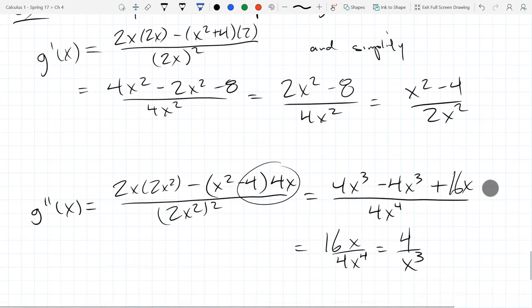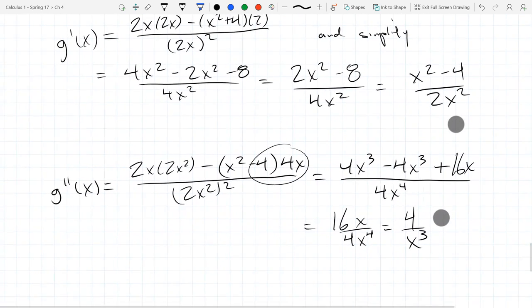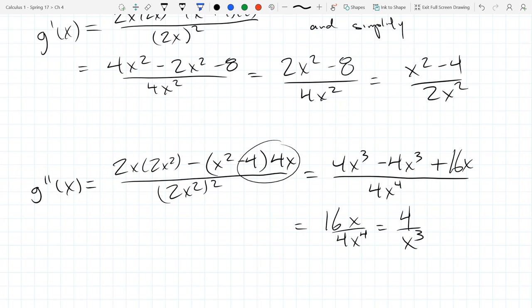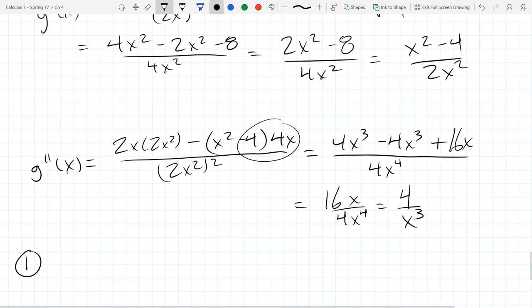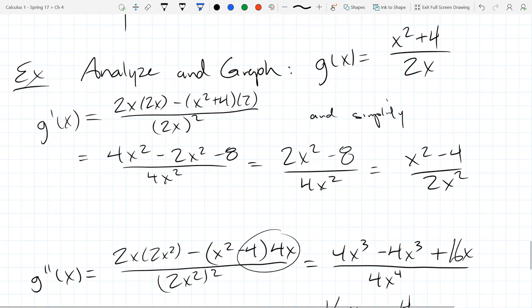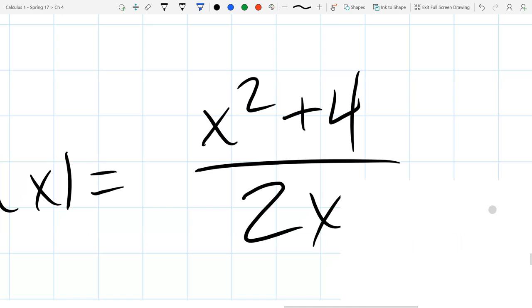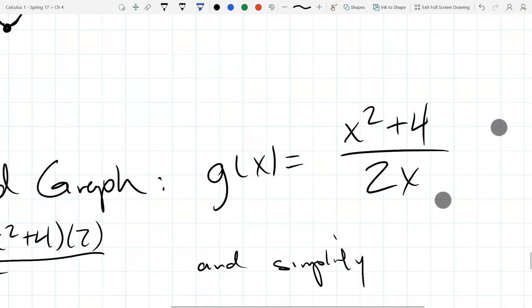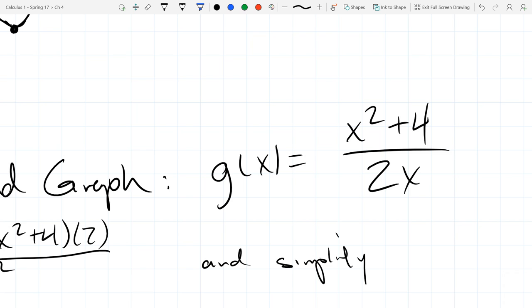So we're going to do all the steps now. We're going to get the domain, that's the first part. Remember, it's the domain of the original g. So what is the domain of the original g function? Negative infinity to 0. Yep, don't use 0. So negative infinity to 0, 0 to infinity.